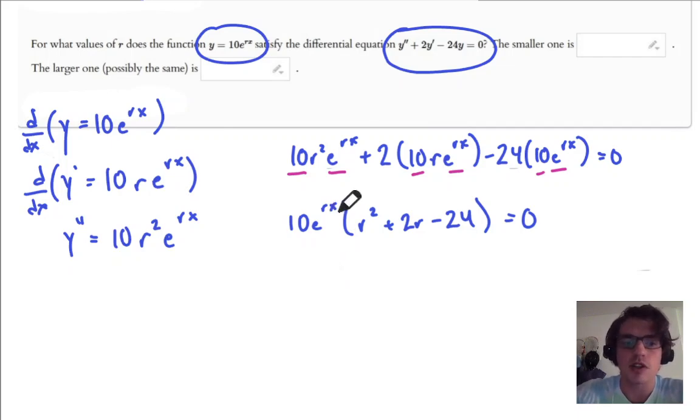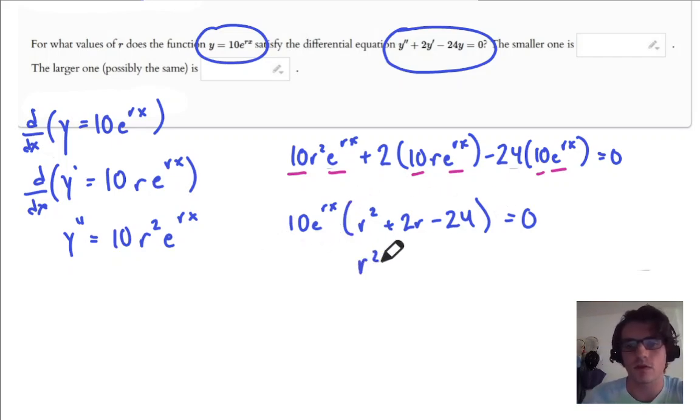Once again, there's no r value that's going to make the e term permanently 0, because e to any exponent is never 0. E to infinity is infinity, e to the 0 is 1, and e to the negative infinity approaches 0, but it will never be 0. So we're not going to get r values from here. We'll just get them from here.